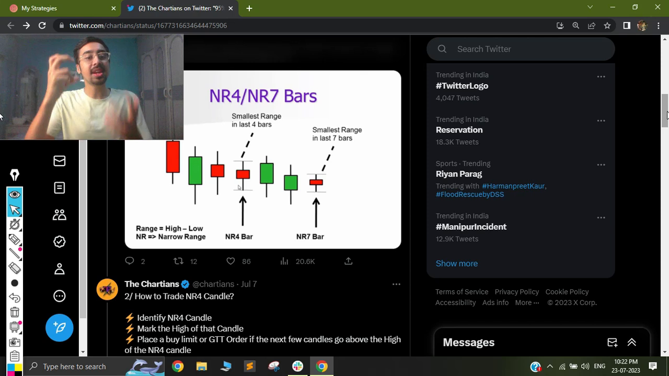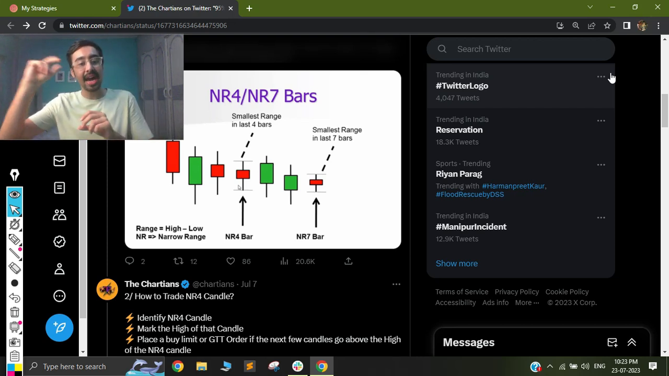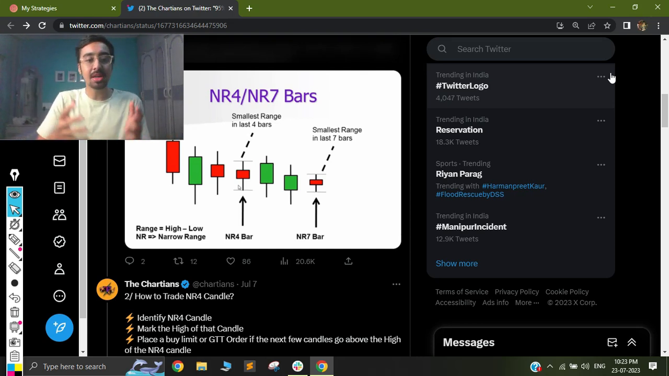Now, the logic here is that we are looking at a narrow range. What is a range? Range is nothing but the difference between the high point and the low point. So we are basically looking for a candle which has the lowest range in the look back period. If the look back period is 4 days, then it has to have the lowest range in the last 4 candles. Similarly, if the look back period is 7 days, then the high low difference has to be the smallest as compared to the last 7 candles. So that is the entry logic that is shown here.